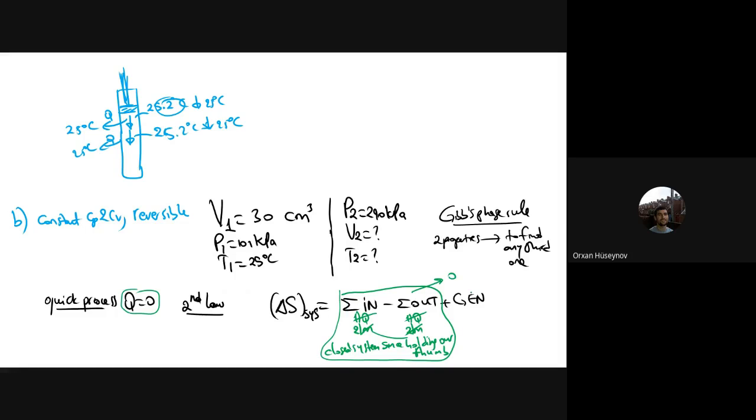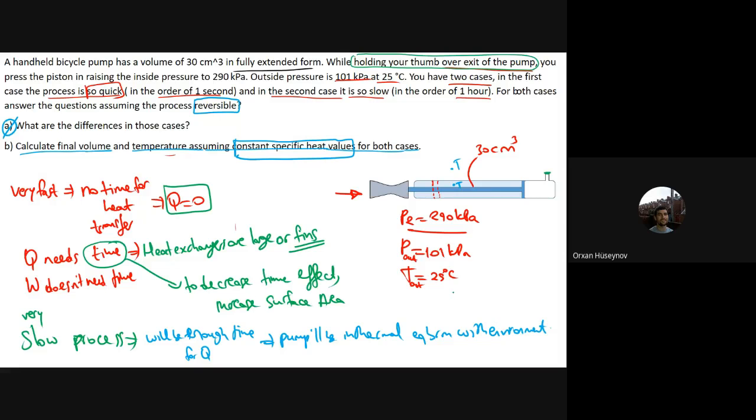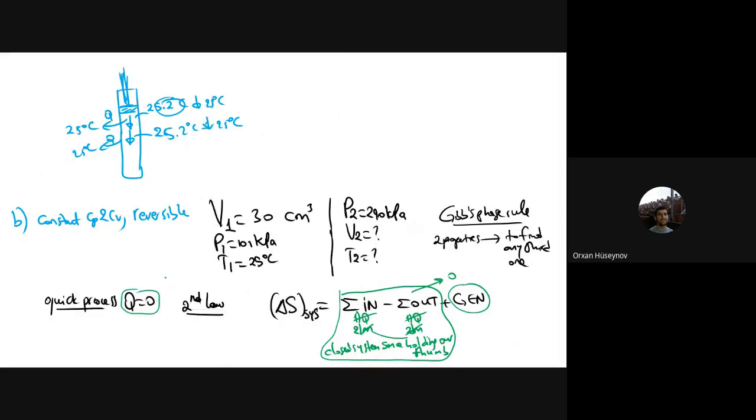Now comes the generation term, and the generation term is the creation of entropy. These are the assumptions that we are going to use. If the process is reversible, reversible means ideal, and ideal means no entropy generation.